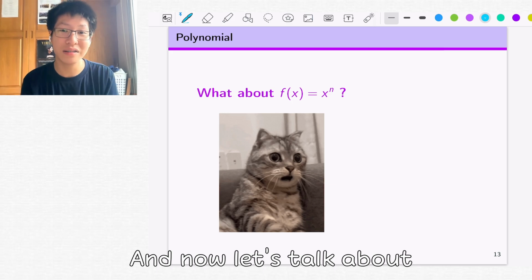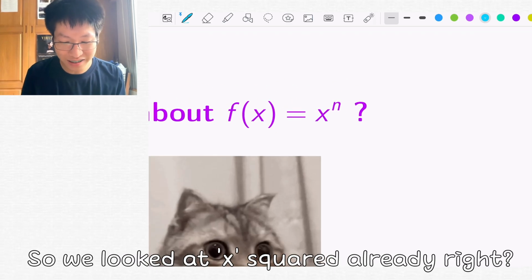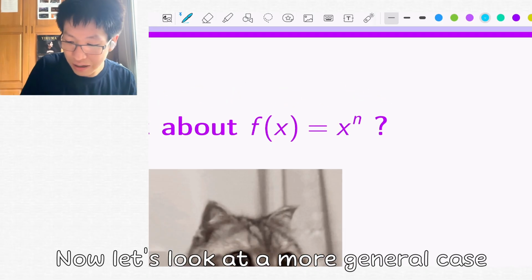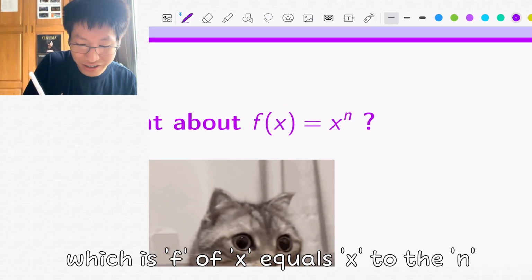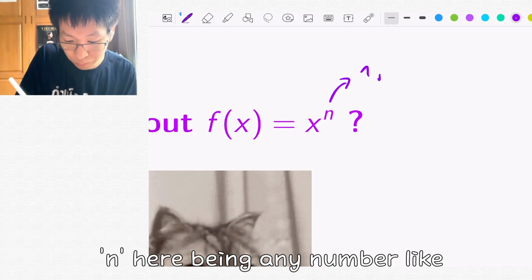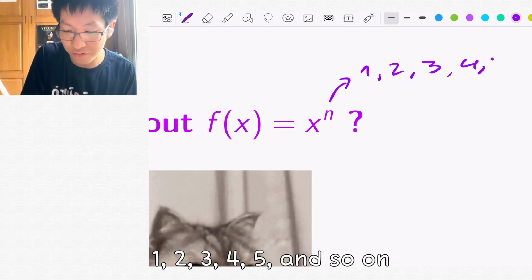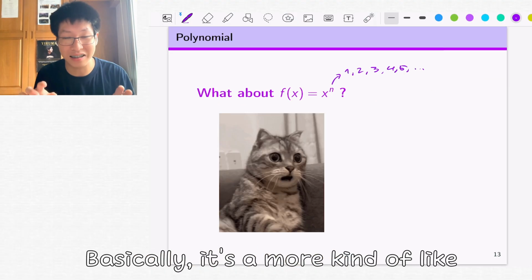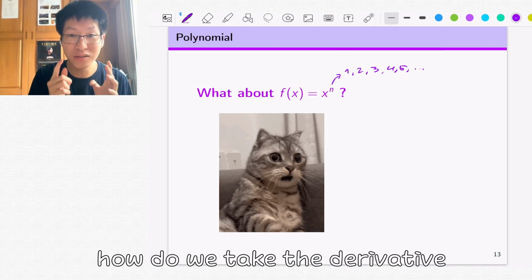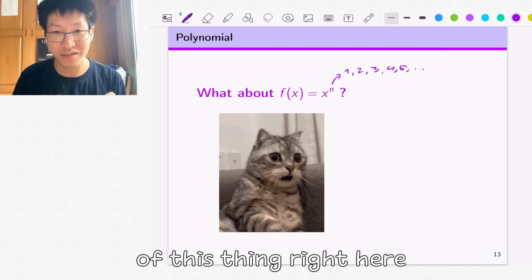And now, let's talk about a more complicated thing. We looked at x squared already, right? x squared is x times x. Now let's look at a more general case, which is f of x equals x to the n, n here being any number like 1, 2, 3, 4, 5, and so on. Basically, it's a more general form. And so I want to ask you, how do we take the derivative of this?